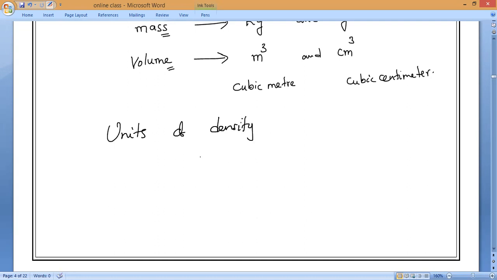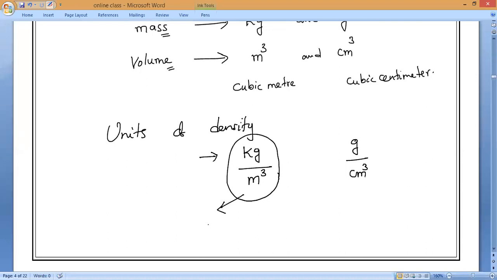Kilogram per cubic meter. If you take kilogram, then volume must be in cubic meter. Understanding? If you have taken gram, then volume must be in what? Cubic centimeter. Understanding? All of you? So this one only we used to call as kilogram per cubic meter only.